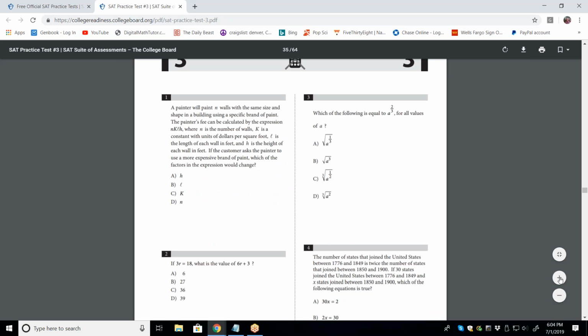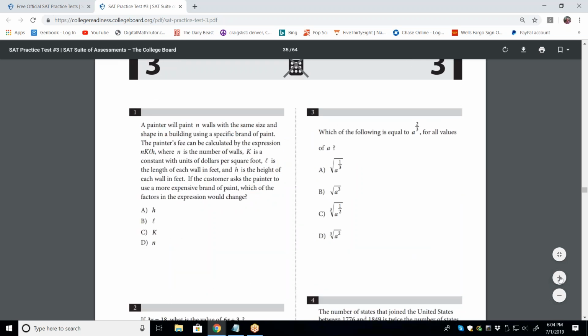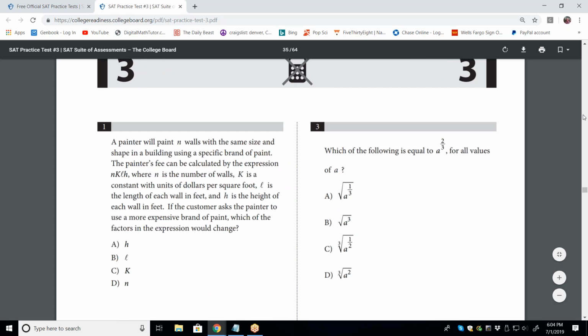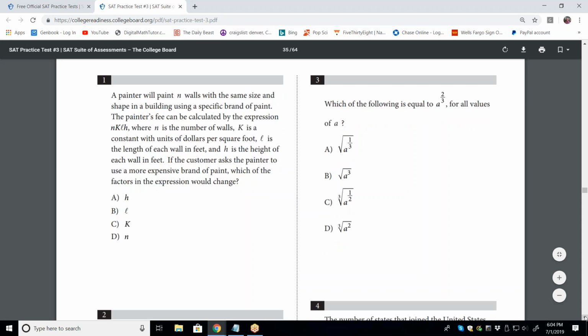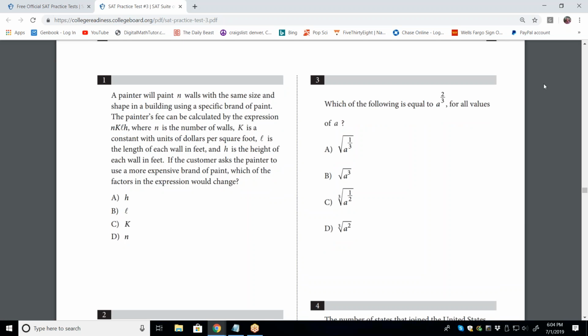So let's do number 1. Here, let me blow it up a little bit. Is this going to be a hard one or an easy one? Exactly. You're guessing exactly right. It looks hard because it is 8 sentences or 8 lines of print. That makes it look hard, but you know it's easy because it's the first one. So let's look at it. Go ahead and read it.